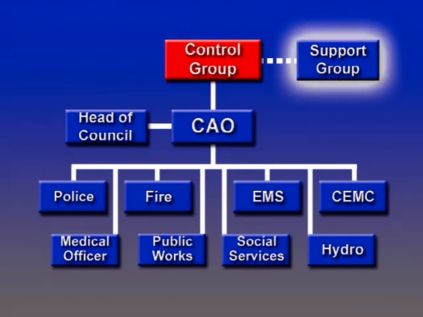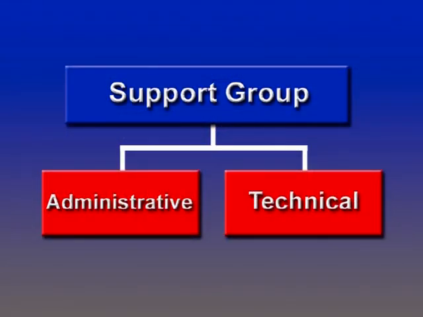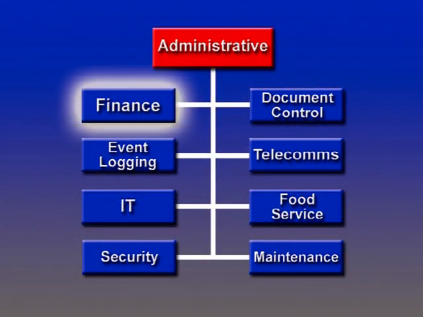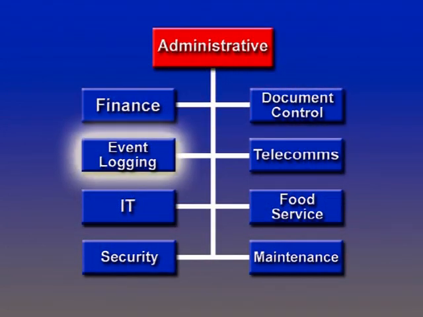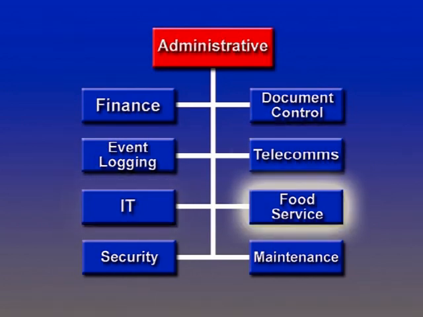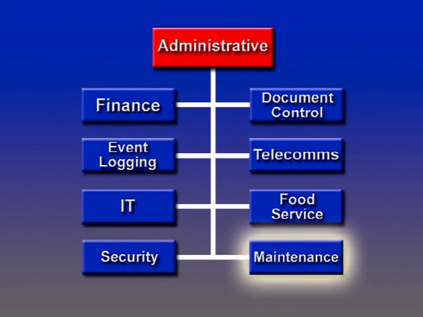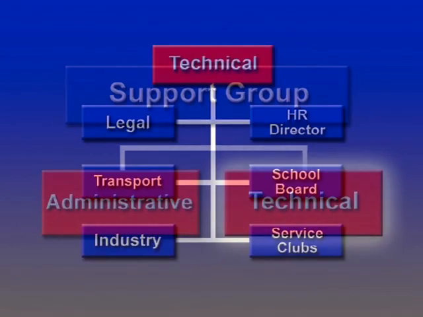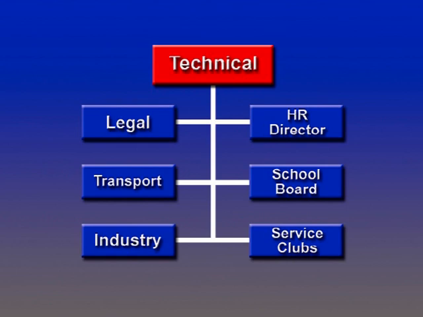In this model, the support group is subdivided into two teams, technical and administrative. The administrative team includes financial, document control, and event logging, along with telecommunications, information technology, food service, security, and building maintenance. The technical team is usually made up of individuals or groups with specialized knowledge or resources. Membership varies depending on the nature of the emergency. They may include representatives of legal services, industry, and other government or non-governmental organizations.